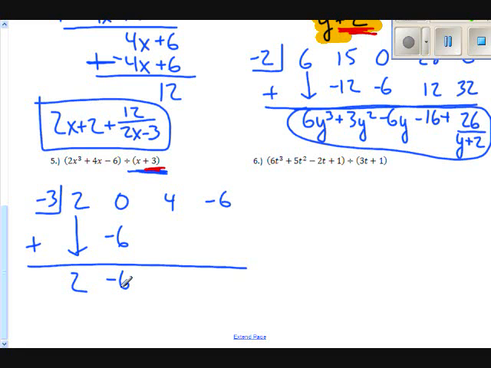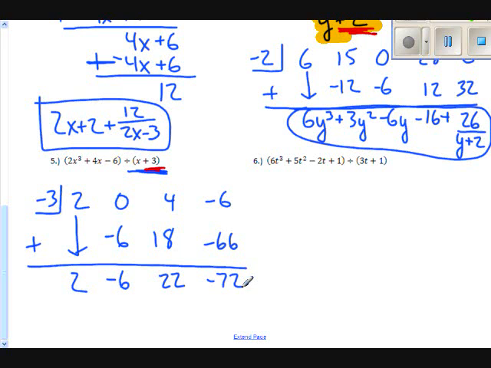Negative 3 times a negative 6 is a positive 18. I add straight down, which is 22. And now I multiply. Negative 3 times a 22 is going to give me a negative 66. And now I add straight down, and negative 6 plus a negative 66 is a negative 72.